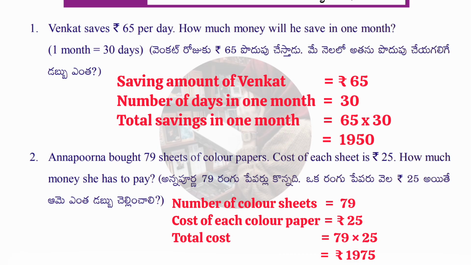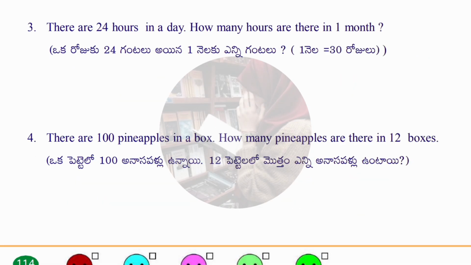If you do the multiplication, you will get the answer as 1975. So guys, first you have to do the multiplication of 79 multiplied by 2, then 79 multiplied by 5. You will get it. So this is the answer. She has to pay 1975 to the shopkeeper to get 79 sheets of color papers.